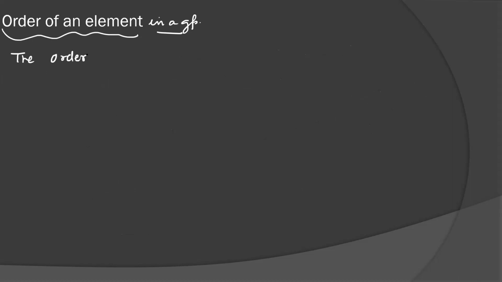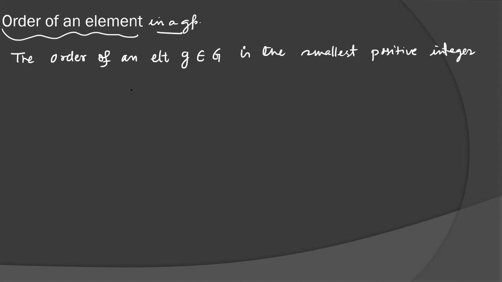The order of an element g in a group G is the smallest positive integer n such that g to the power n equals e. It means we have to find the smallest positive integer such that if we take the power, it gives the identity element of the group, then that n will be the order of element g.